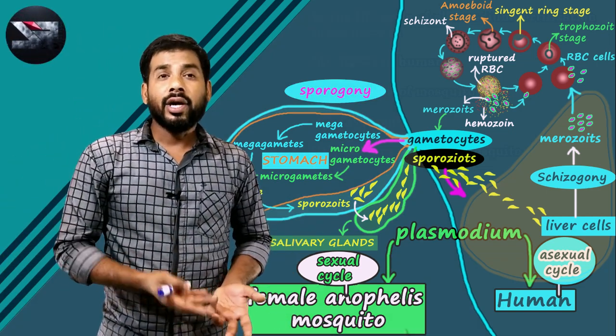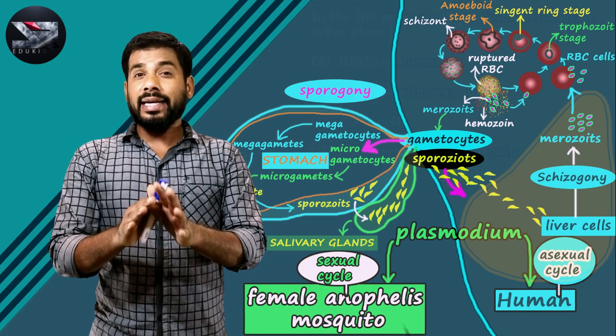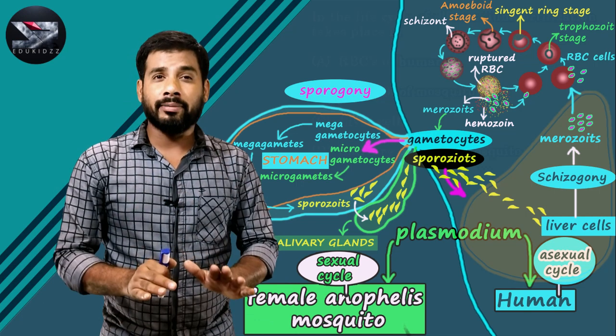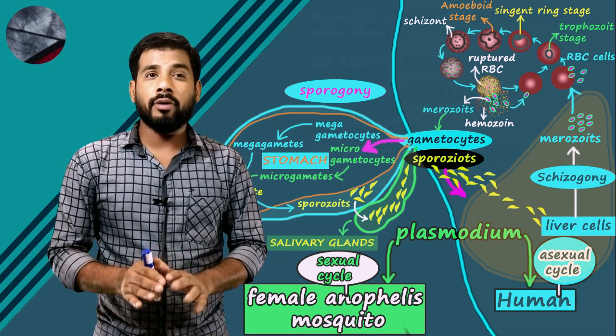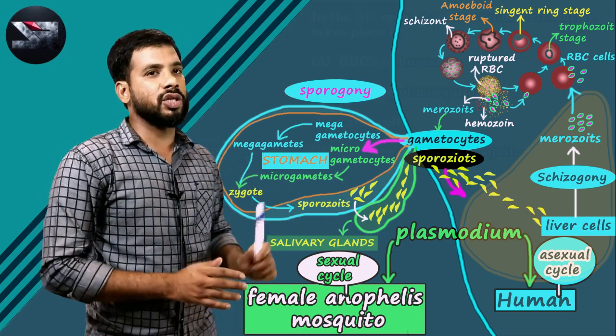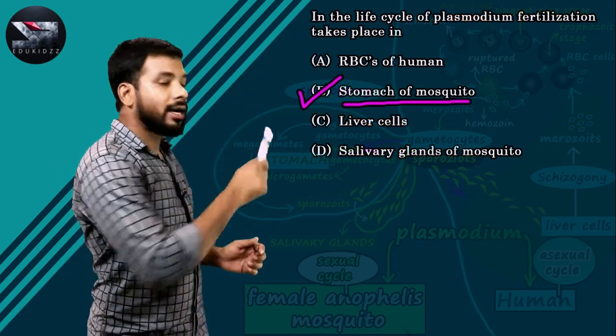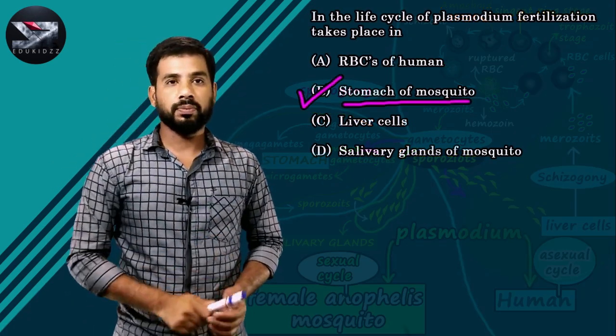Inside RBC, inside the liver or inside the human, sporozoites are not formed. Sporozoites are generally formed in the stomach of the mosquito. So the right answer to this question is option B, stomach of mosquito.